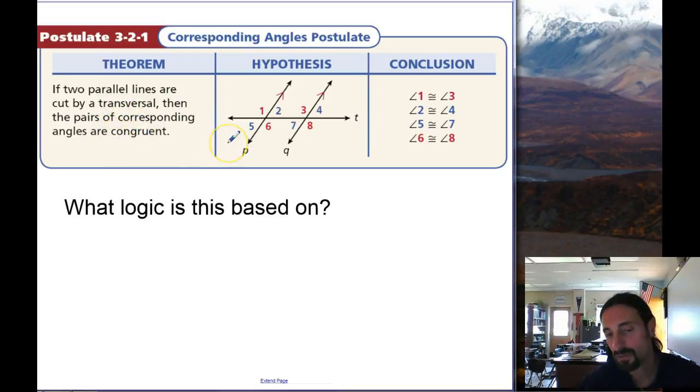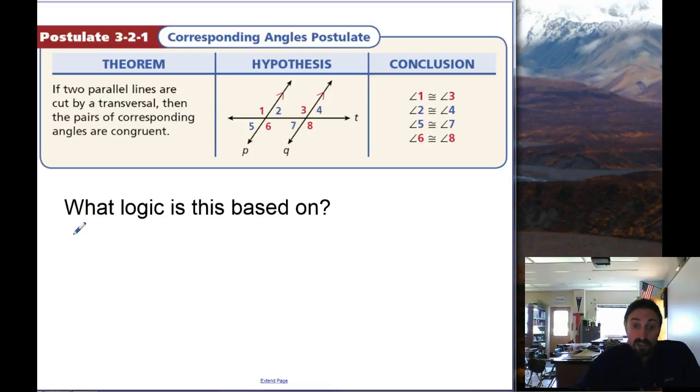What we said before in the last section was, oh, northwest corner, those are corresponding angles. Well, if my lines are parallel, then those angles are congruent. And if you look here, you can see all these beautiful relationships that form of corresponding angle pairs that are congruent. So my question for you is what kind of logic is this based on? Is this based on observation, or is this based on deductive reasoning?